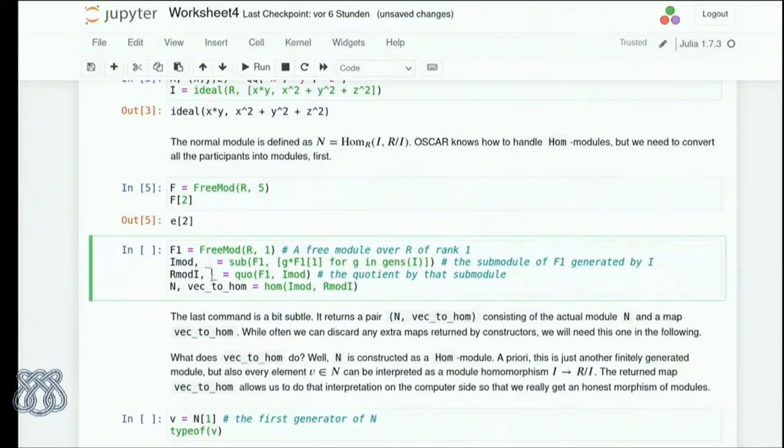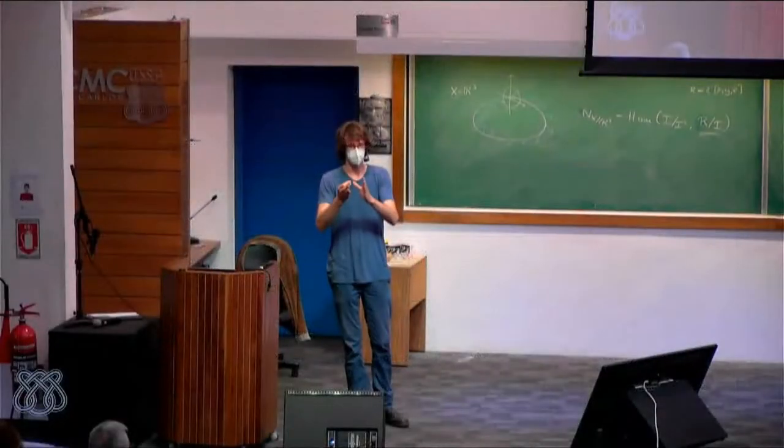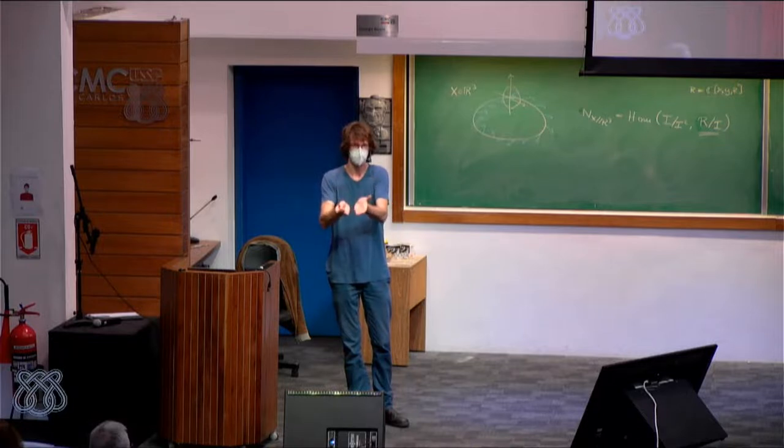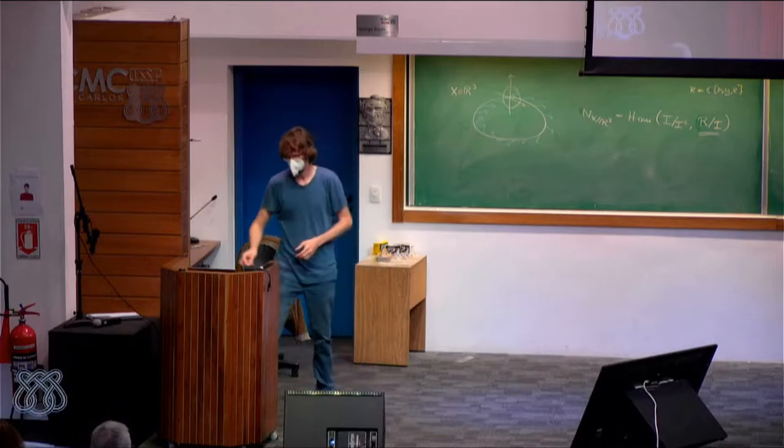So, what's the other ingredient that we need for this normal module? It's here, R mod I. We already saw how to construct a quotient ring. But again, in this case, we do not need a quotient ring. We need another interpretation of that. We need this as a quotient module, right? We need it as a free module, modulo a submodule.